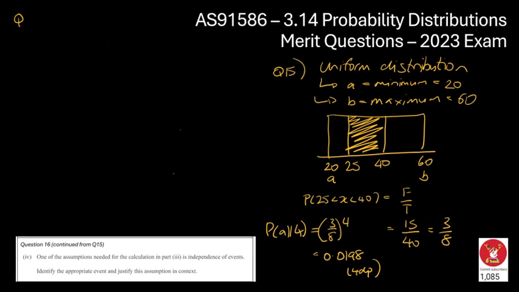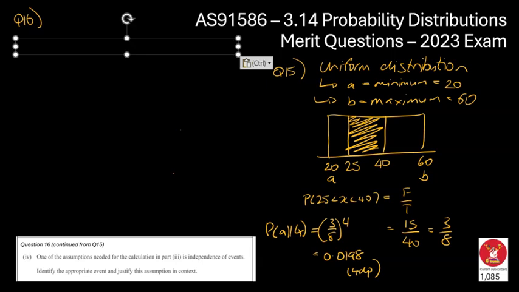I'm now on to question 16. I've left my working on there from the previous question, and I've basically been asked about one of the assumptions I needed for my calculations in the previous part. That was this 4 sheep stuff over here, independence of events. Identify the appropriate event and justify this assumption in context.